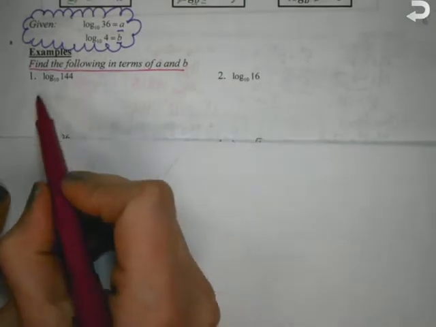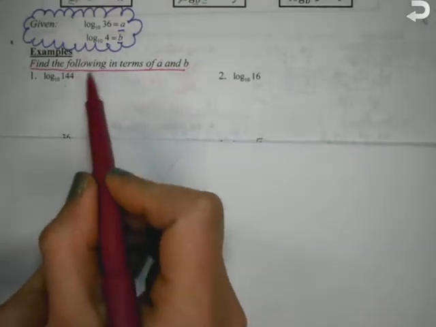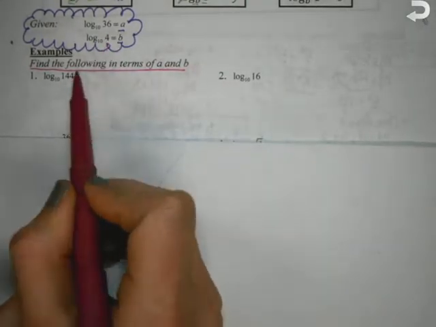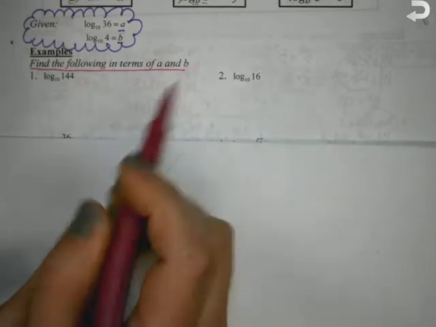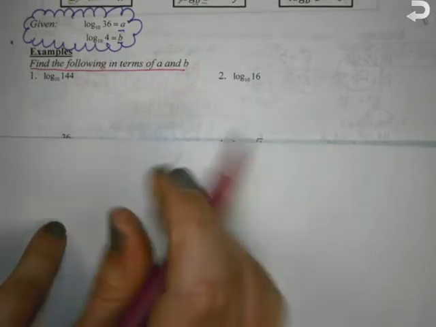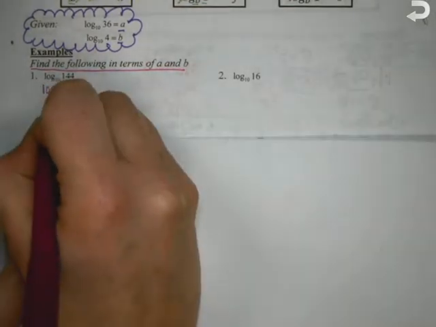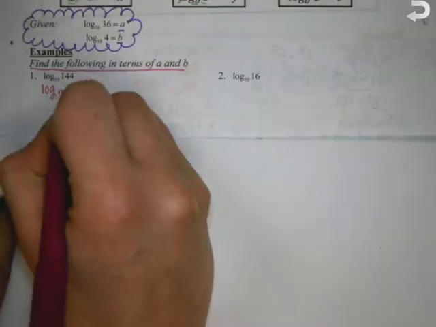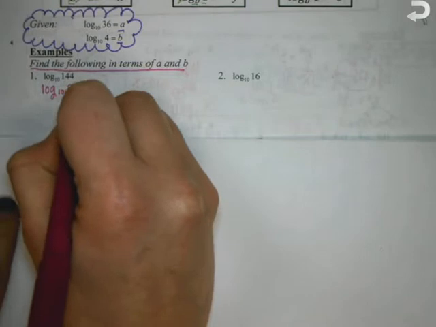So number 1, we have log base 10 of 144. How could I write that in terms of 36 and 4? Any ideas? I can do product. That would be log base 10. What about 36 times 4? What do you get there? 144. So this is the same as log base 10 of 36 times 4.